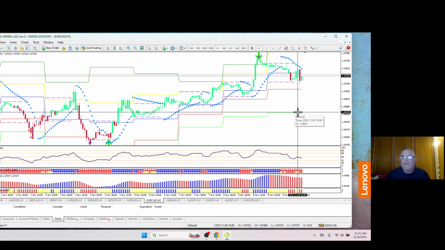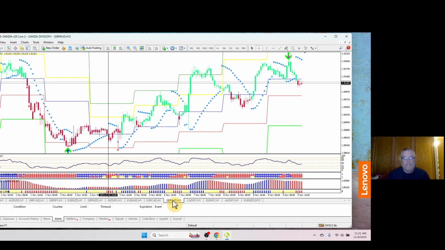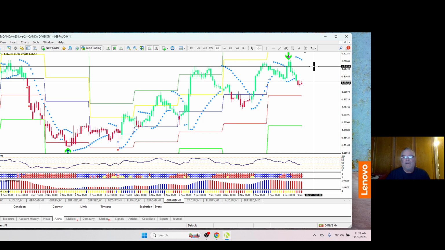But this kind of looks like this might be coming down, the Euro CAD, like the Pound CAD. The Pound Aussie is in a sell. It is sold straight off. No opportunity to get in. Need a push back up in here to get in short.